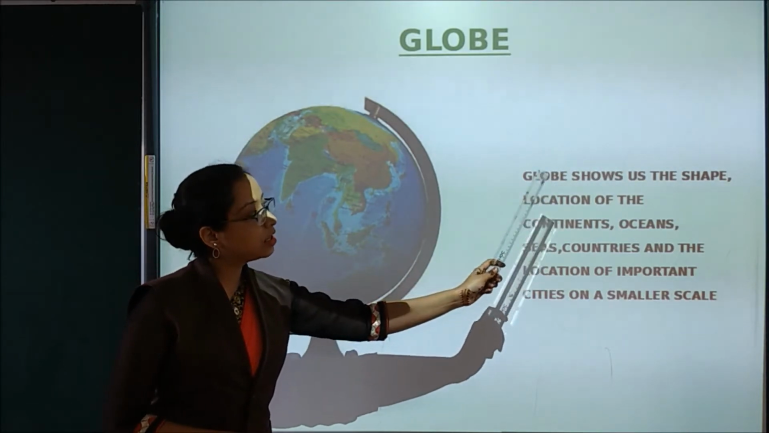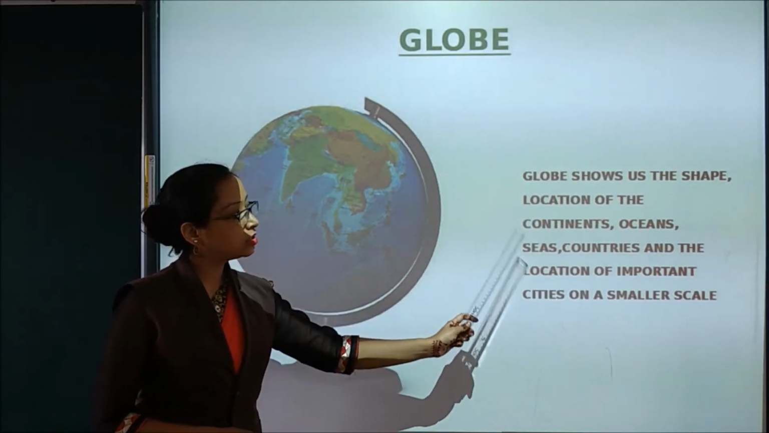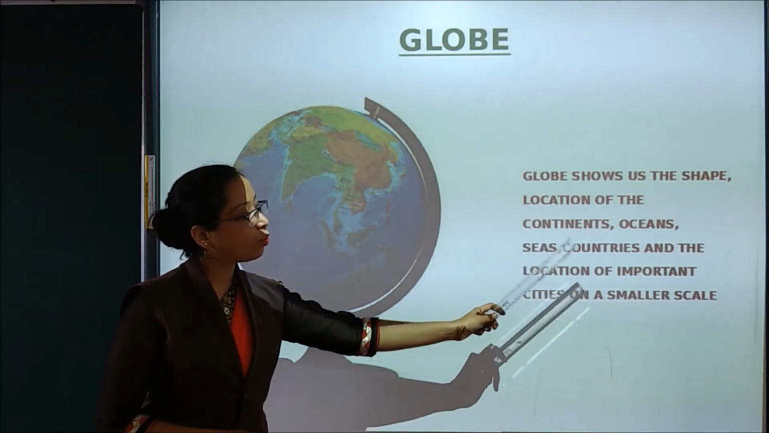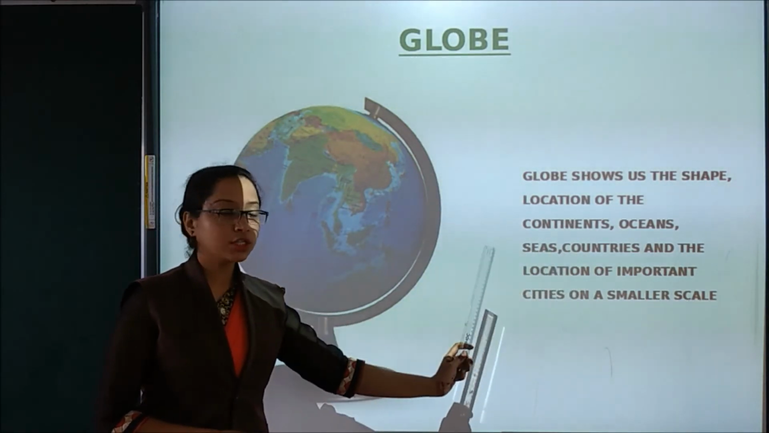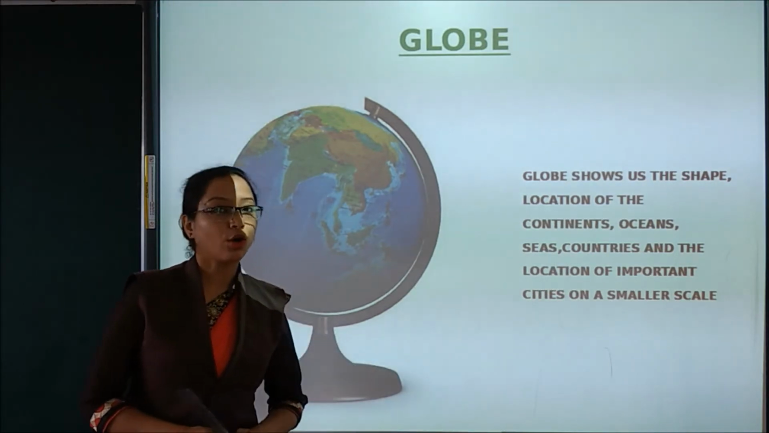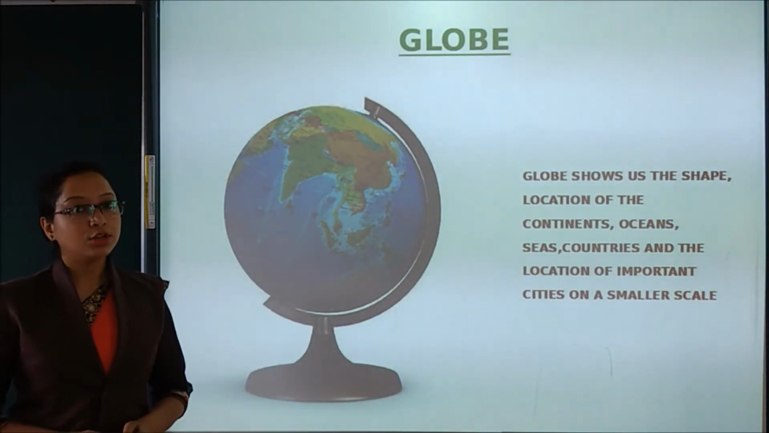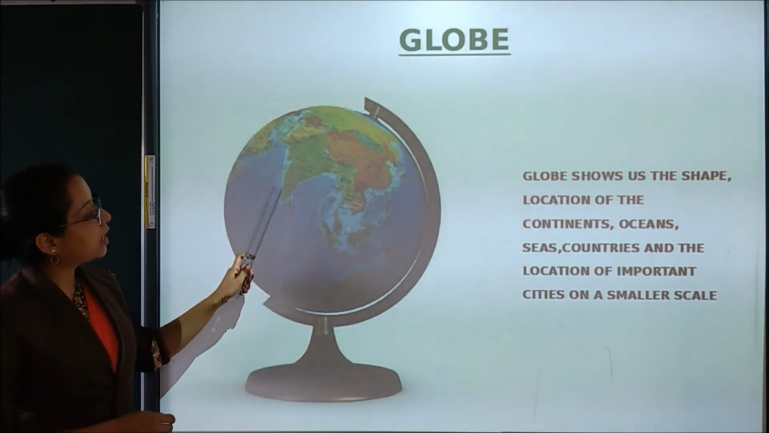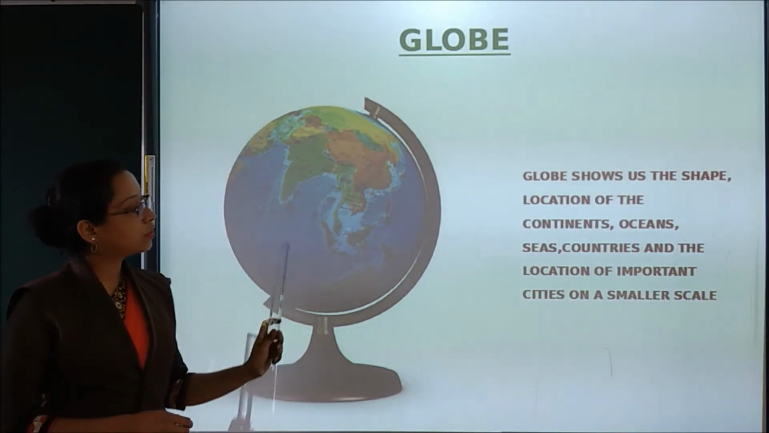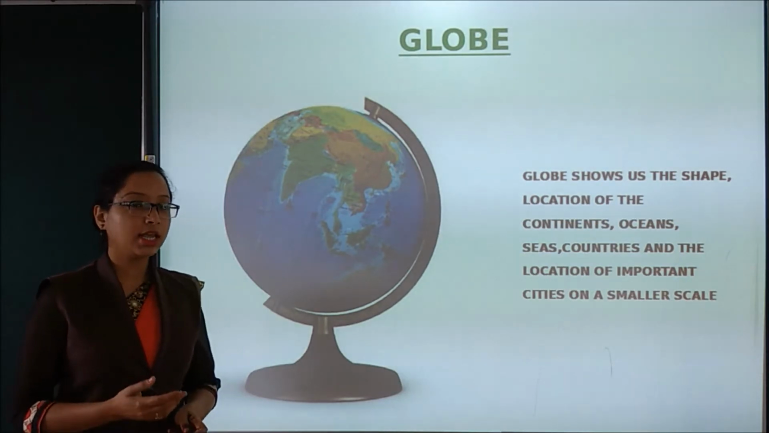Globe shows us the shape, location of the continents, oceans, seas, countries and the location of important cities on a smaller scale. So what is it showing us? It is showing us the shape and size and location of the continents, oceans, seas.